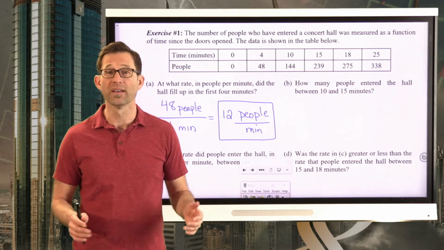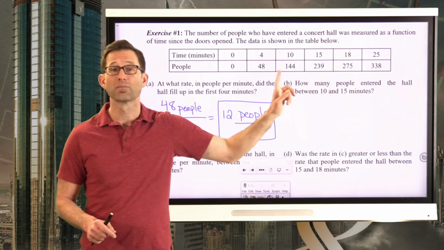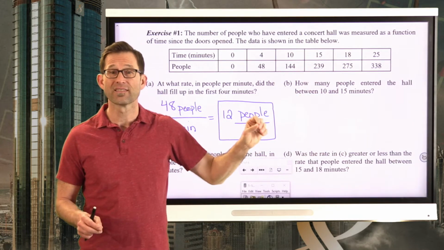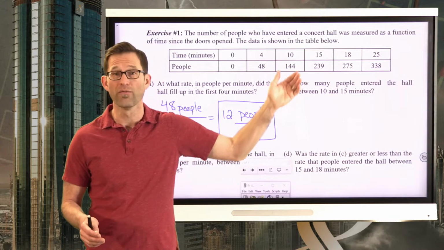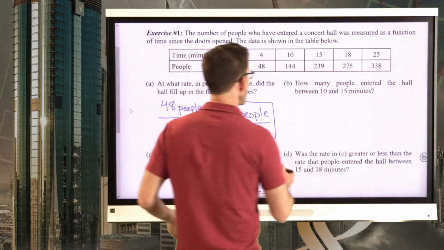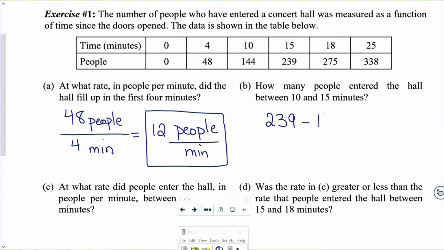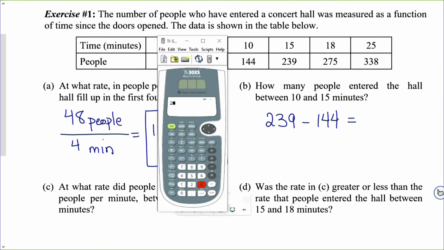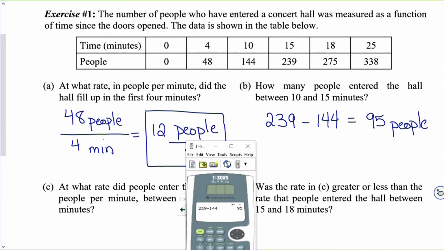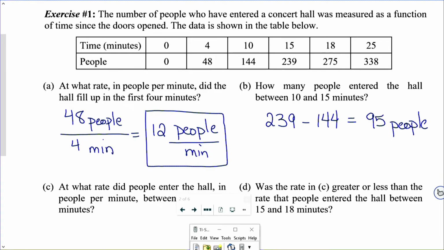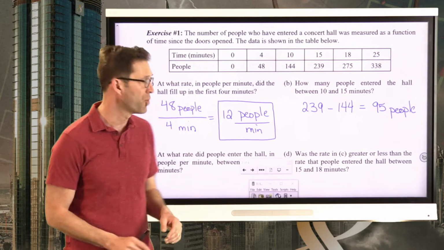Well, hopefully it makes sense to just take the 239 and subtract the 144, right? Because that's going to tell us how many we'd have to add to the 144 to get up to the 239. So the number of people that went into the hall during that time will be 239 minus 144. That's where I like to just have my calculator handy so I can immediately do 239 minus 144, right? And that means that 95 people entered the hall during that time. Okay, so 95 people came in.